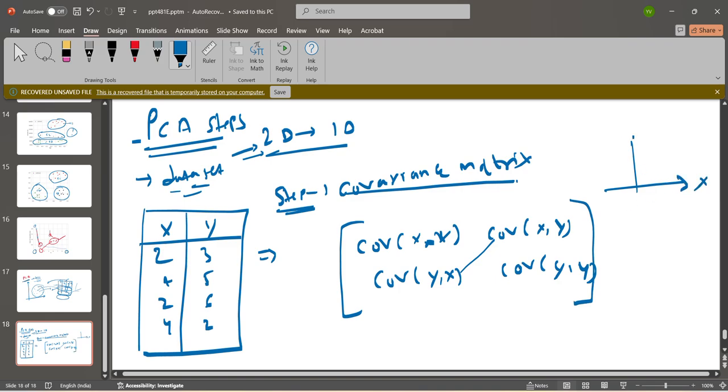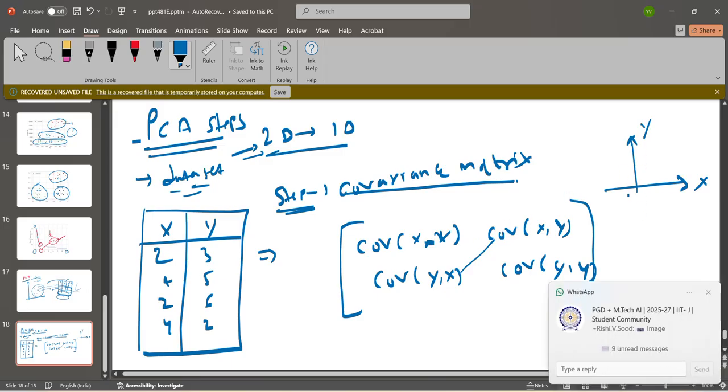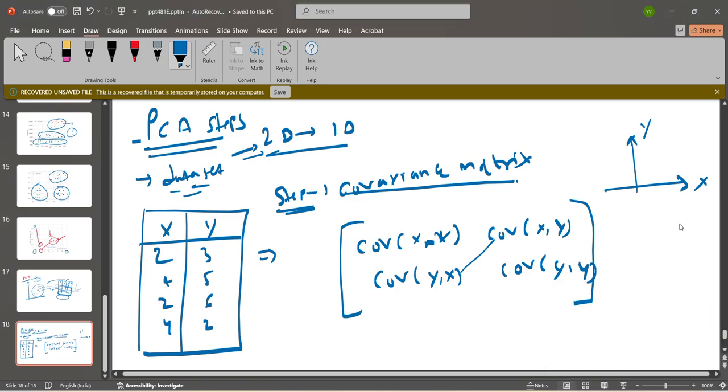What can be decided as x? What can be decided as y? Obviously, both are the same because the covariance itself is the same. Maybe you may have different representations by choosing different values as x and y, but you will get the same information. So this is what the covariance matrix is. Once you calculate this covariance, this is the covariance matrix.